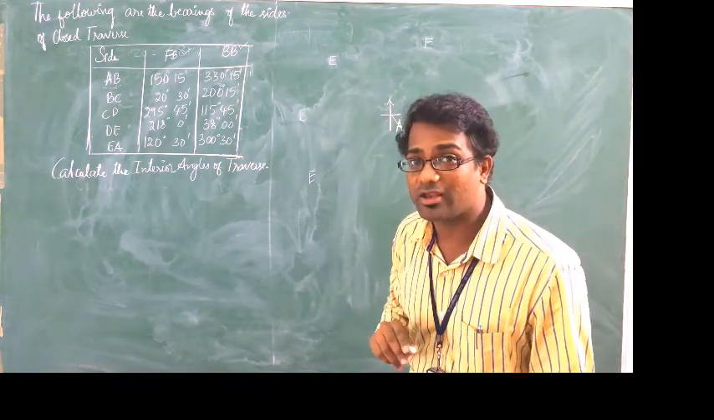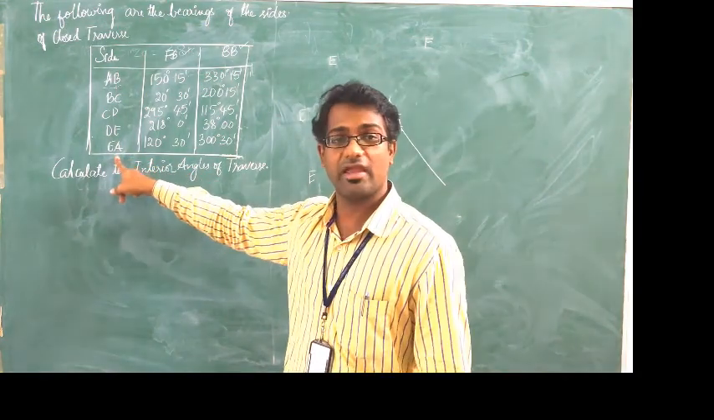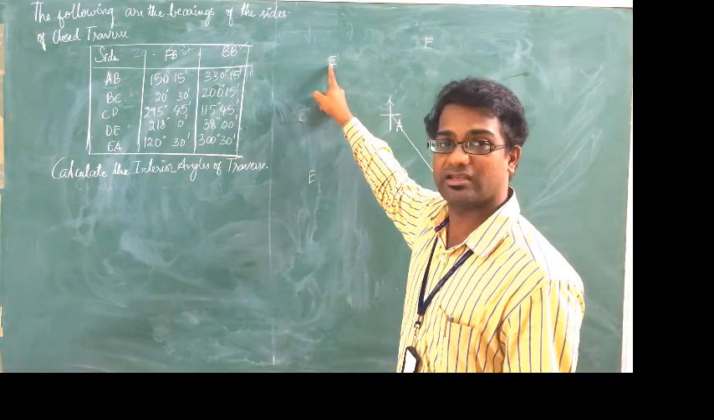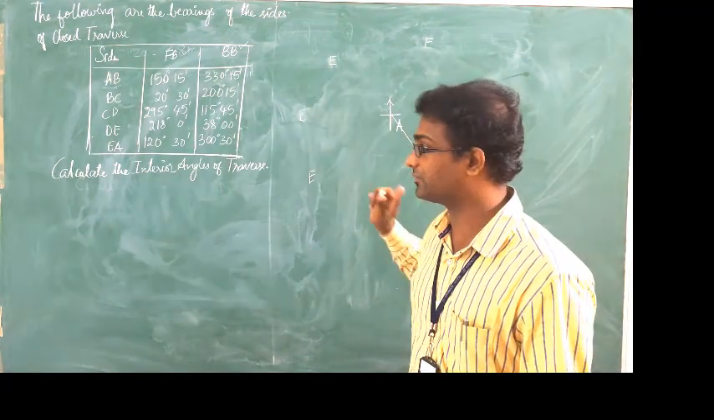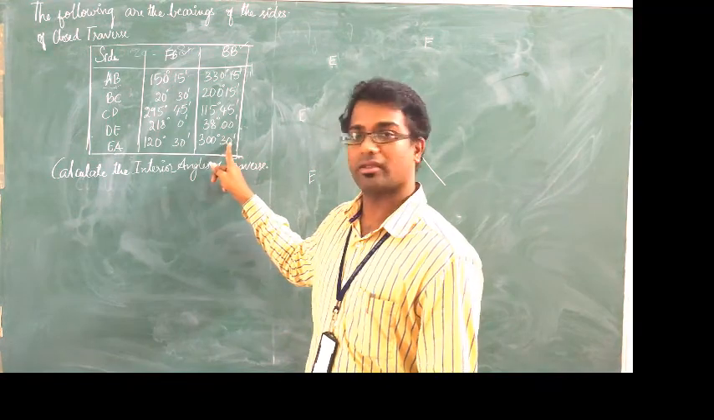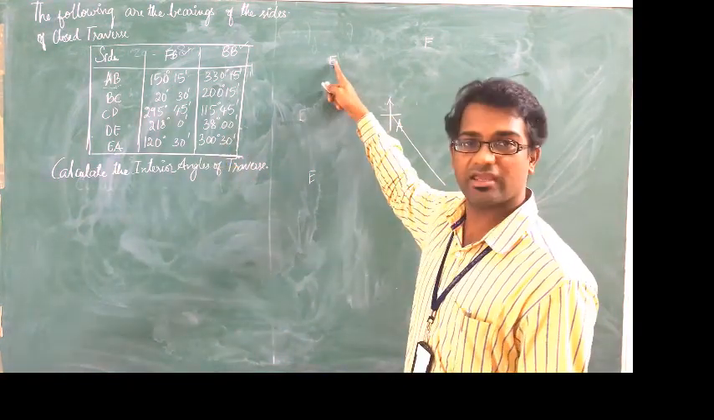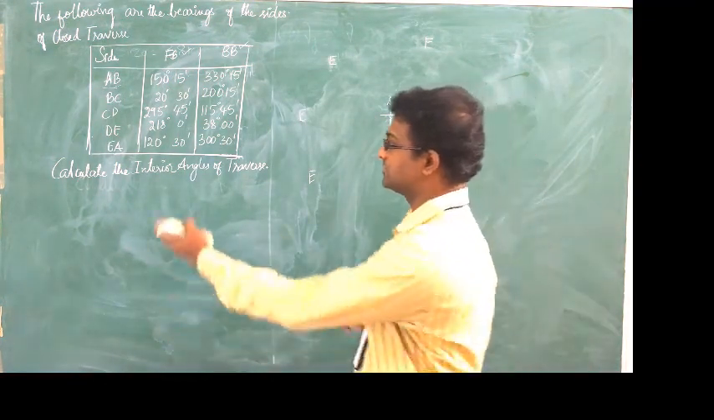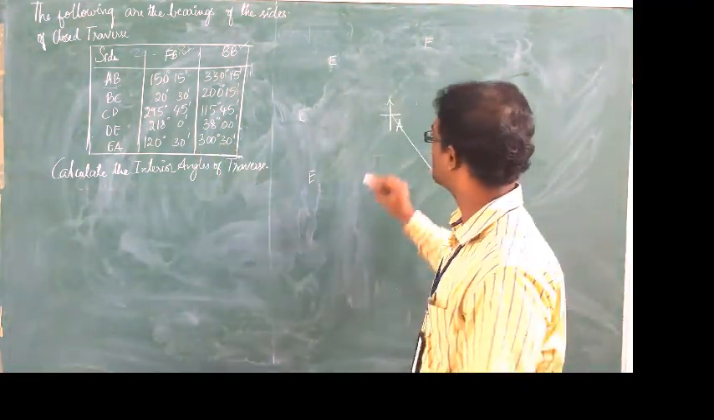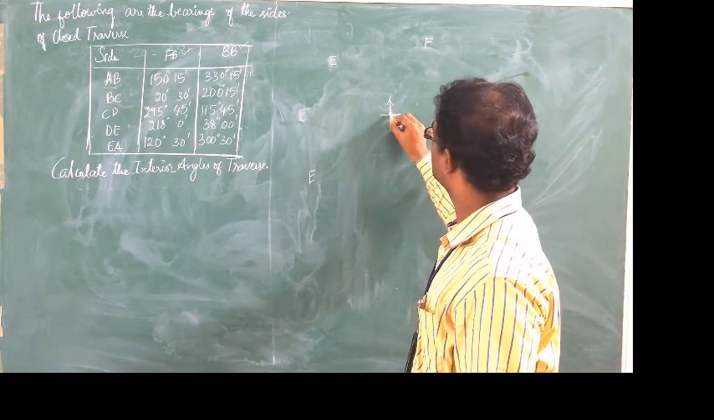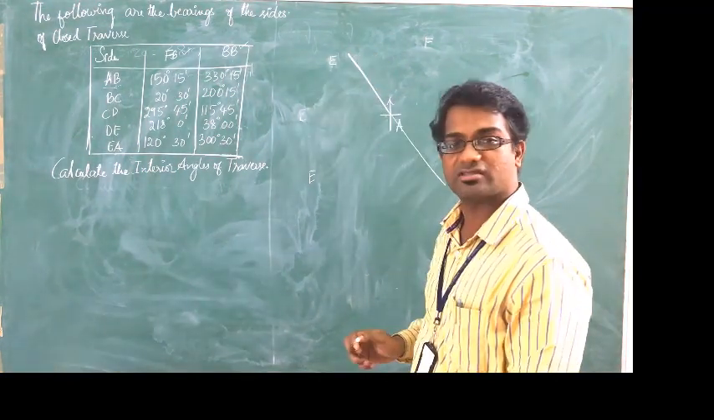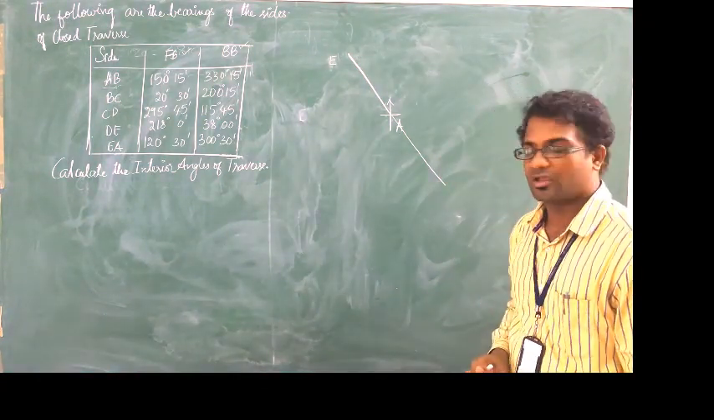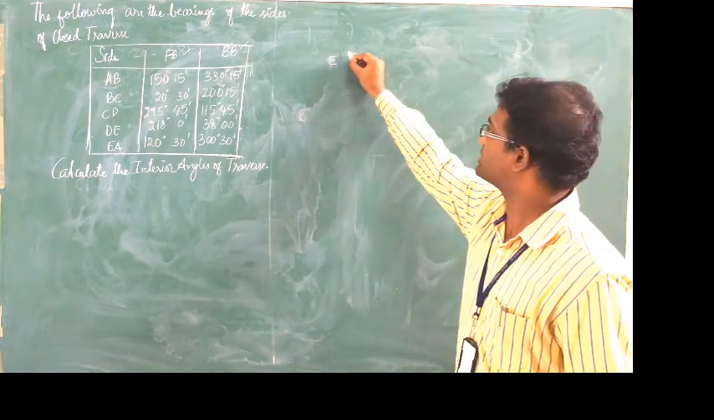Now how to get that value? Now EA is given to you. If I am talking about A to E, it is nothing but EA back bearing. How to find out AE bearing? EA back bearing is nothing but 300 degrees 30 minutes. So this is the line 300 degrees 30 minutes. Now this is wrong and this is wrong. Now let me say these two are the points now.